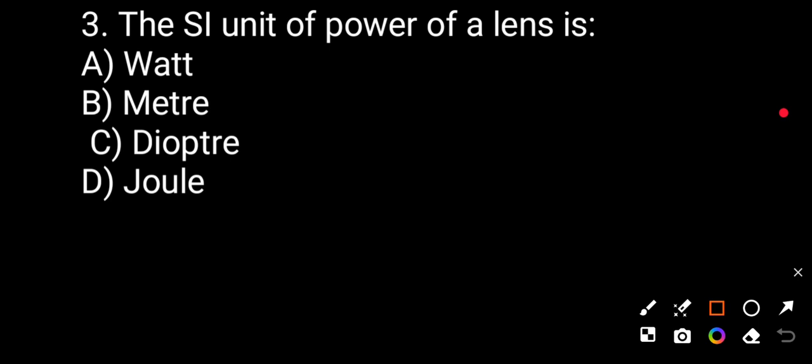Question number 3. The SI unit of power of a lens is watt, meter, diopter, or joule. The correct answer will be C, diopter. The SI unit of the power of a lens is the diopter.